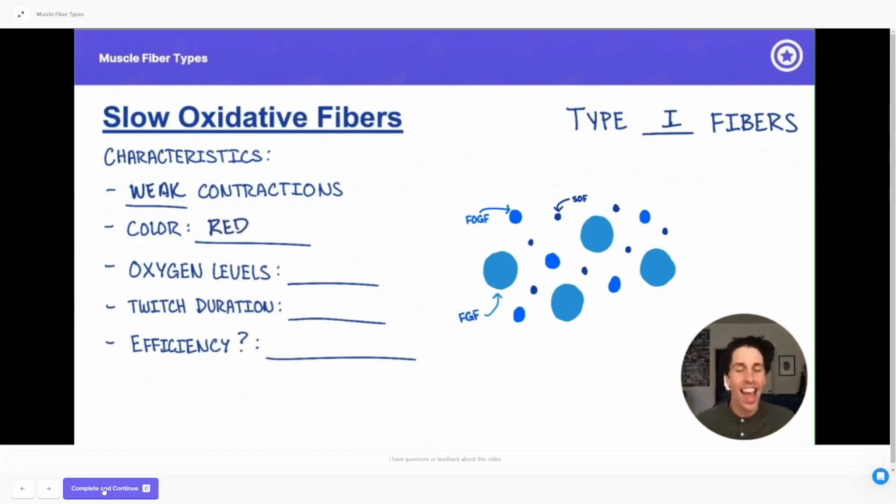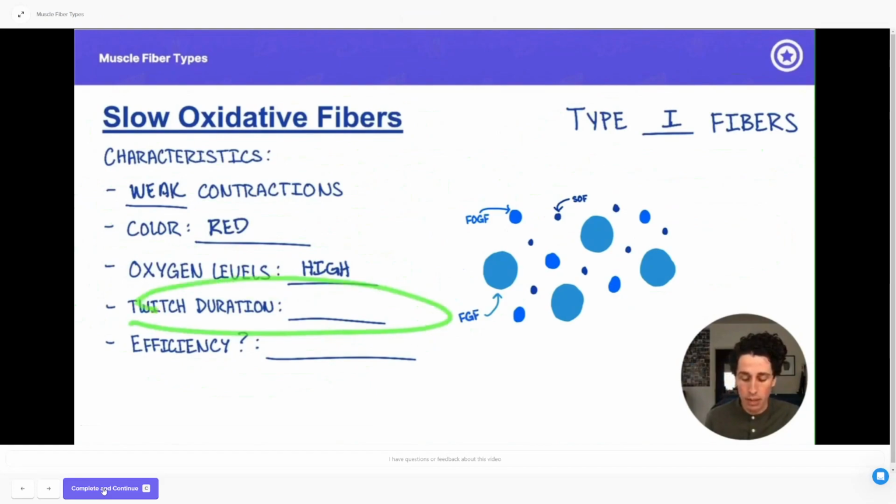Why are these guys red? That's because they have a really rich network of capillaries. They have a lot of mitochondria and a lot of myoglobin, which accounts for the red color characteristic of these slow oxidative fibers. Since they have all these blood vessels, the oxygen levels are going to be fairly high, brought in through the capillary systems. As we know, aerobic respiration happens because oxygen is there, so ATP is produced through aerobic oxidation, which accounts for the high levels of mitochondria found in these fibers.